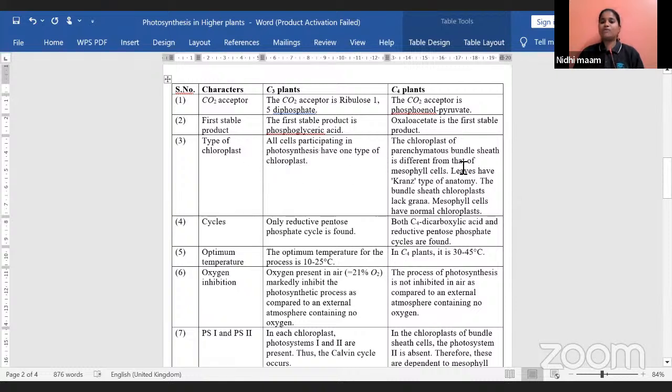Types of chloroplast in all cells participating in photosynthesis. The chloroplast of parenchymatous bundle sheath is different from mesophyll cells. Leaves have Kranz type of anatomy. The bundle sheath chloroplast lacks grana. Mesophyll cells have normal chloroplast. In C4 plants, in cycles, only the reductive pentose phosphate cycle is formed, and both C4 dicarboxylic acid and reductive pentose phosphate cycle form. Right, so this is about C3 and C4.